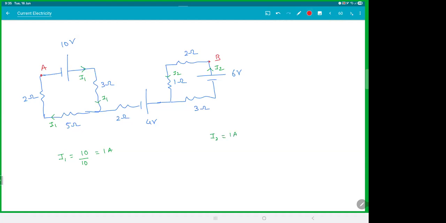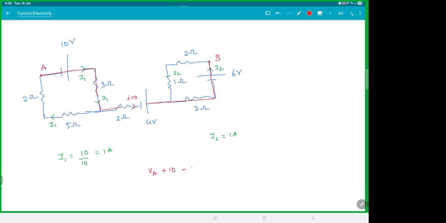Perfect. You want to go from A to B? I'll go like this. Remember, in this branch, current is 0. Then I can go like this. This is how I'm traveling from A to B. I'll start from A, VA. I'm going through the battery, negative to positive, so I will get extra voltage, plus 10.